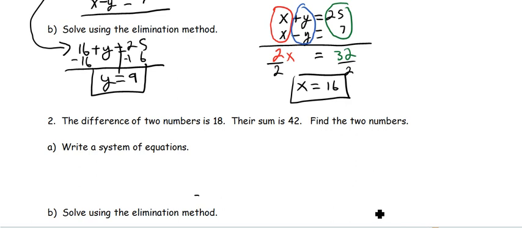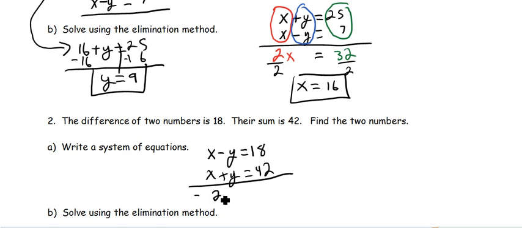Alright, so here, once again, we have two numbers, x and y. Their difference is 18. So let's go ahead and write that. X minus y equals 18. X plus y equals 42.